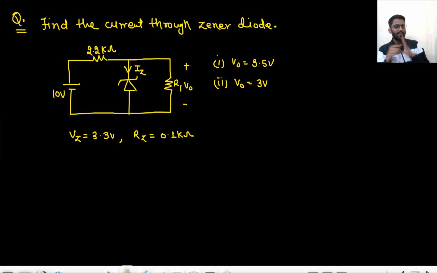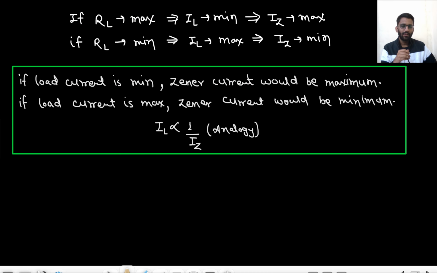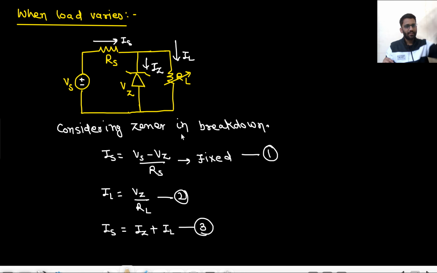So let's just solve. Now you can get it out. What if both are varying? Even the supply is varying, even the load is varying. I am not taking it as a case. We will see that condition, when load is also varying and Vs is also varying, by a question. So all your doubt will be cleared in that question.